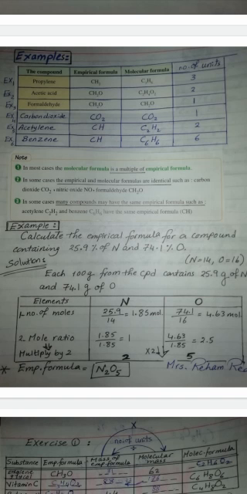In examples number 3 and 4, the empirical and molecular formulas are the same because number of units equals 1. But in examples 5 and 6, molecular formulas of acetylene C2H2 and benzene C6H6 have the same empirical formula, which is CH, and its number of units is 2 in acetylene and 6 in benzene.